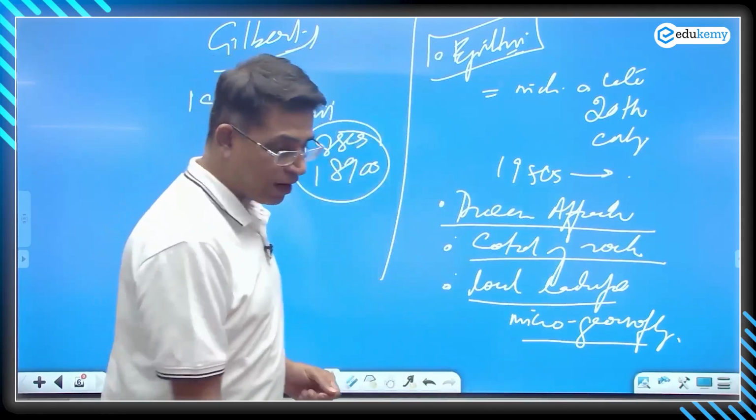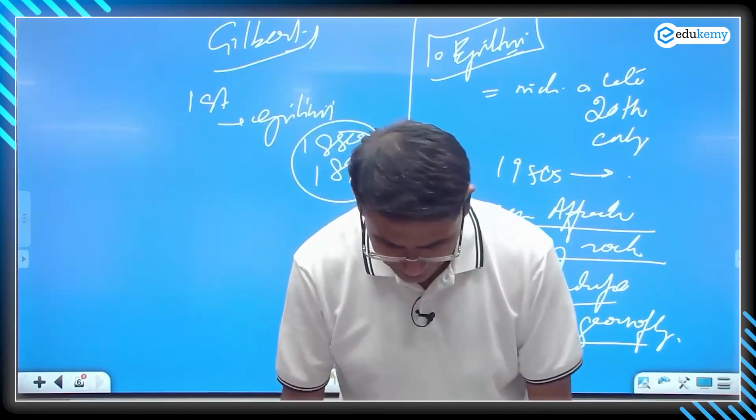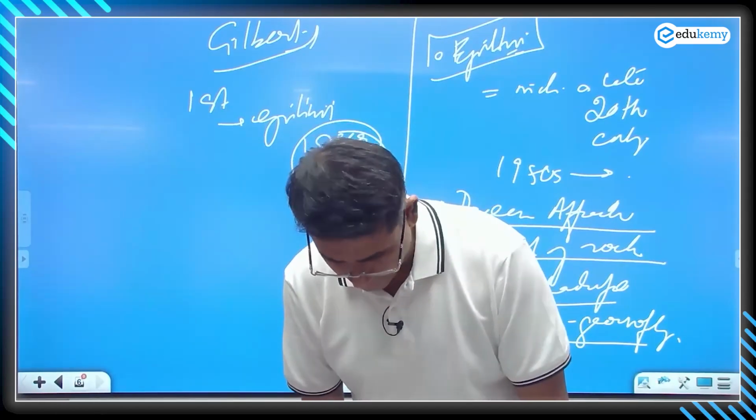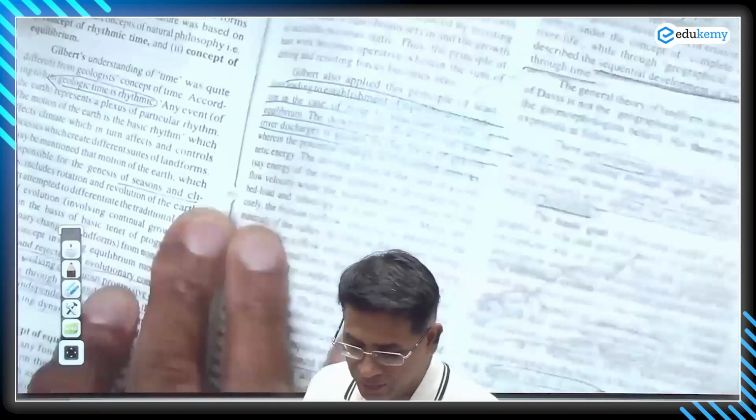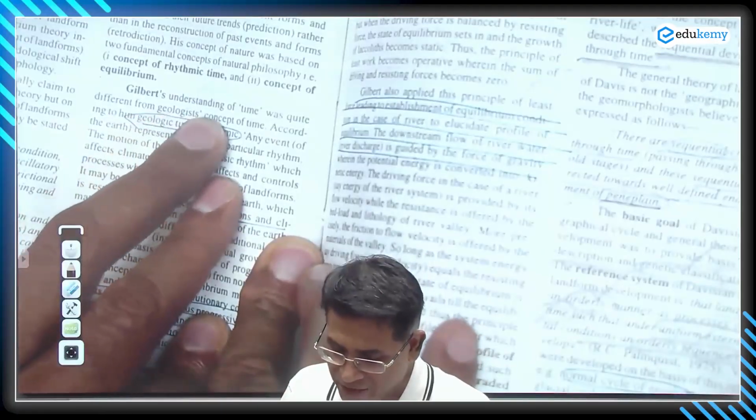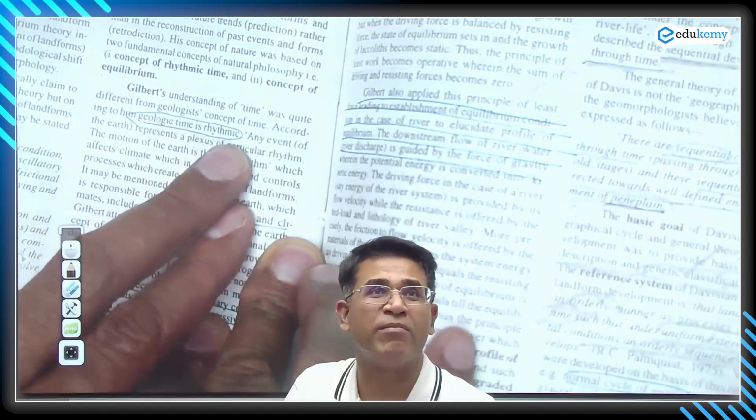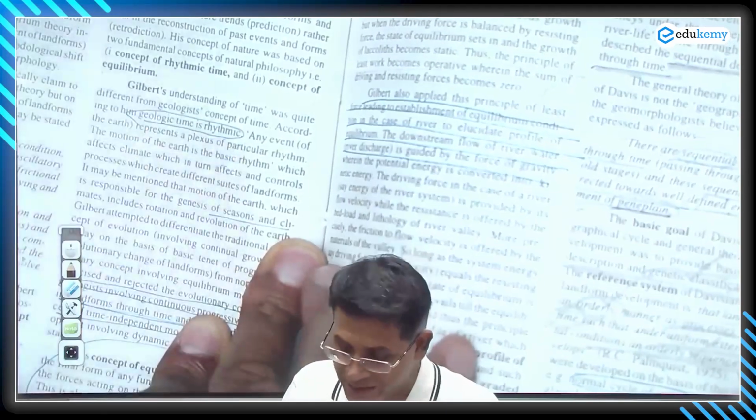So let's get back to our textbook now. Let me give you the page once, and then I will move on. I think I told you the page number yesterday. Yeah, page number 64. So Gilbert's understanding of time was quite different from the geologist's concept of time. In those times, basically, we are talking about Davis.